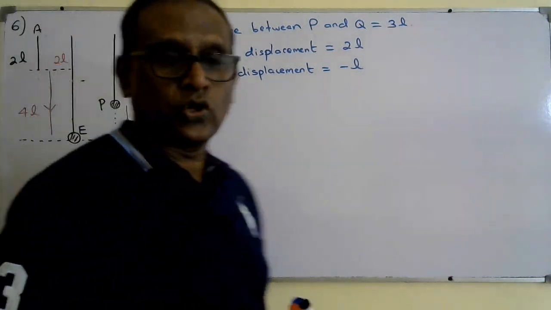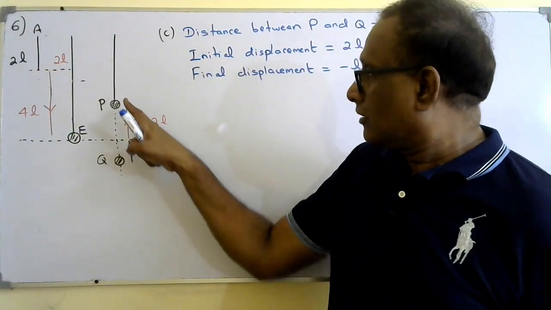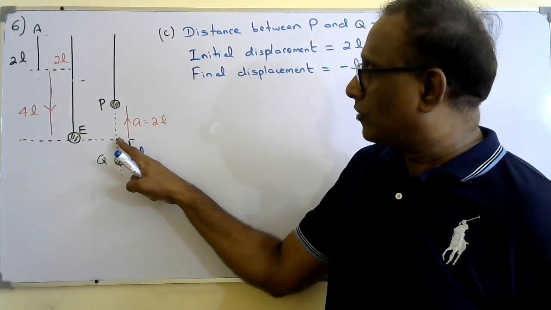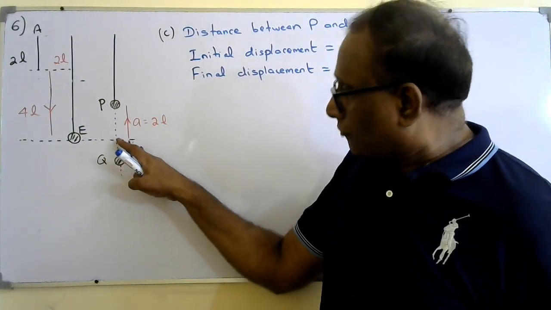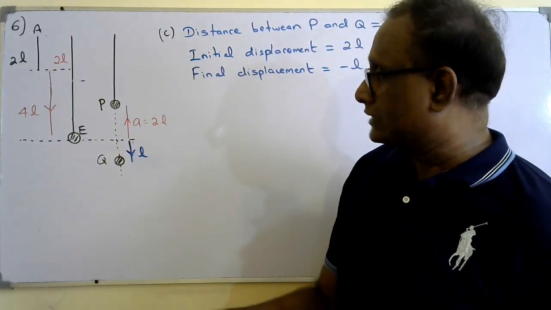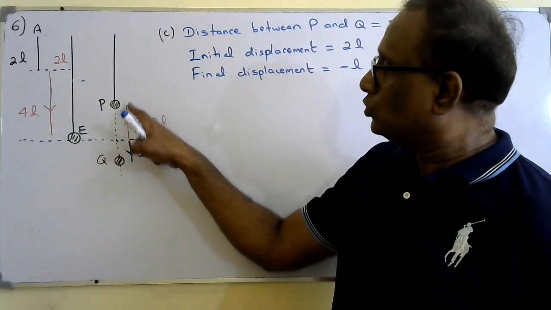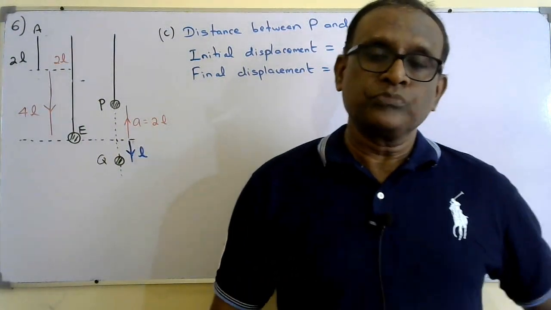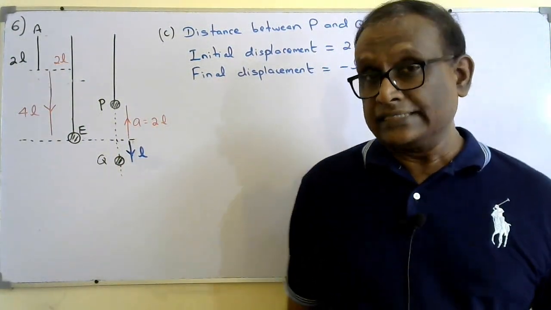Displacement means minus. So the total distance traveled is 3L, is it? From here we measure the displacement. From here 2L. From here L downward means minus L displacement. Upward direction we take positive. So the total distance moved is 2L plus L, 3L. So we need to find the time for that.